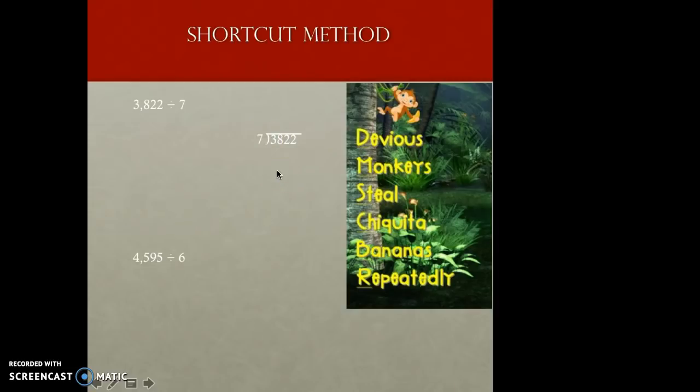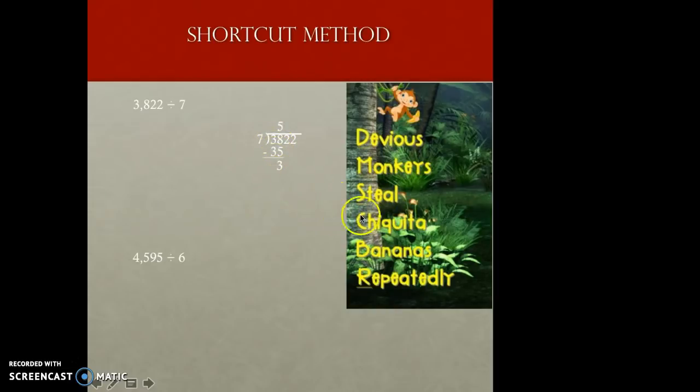Let's see. 38 divided by 7. I know that 7 times 5 is 35. All right, so I'm going to multiply now. That's where the M comes in. 5 times 7 is 35. So S, subtract. So 8 minus 5 is 3. 3 minus 3 is nothing.